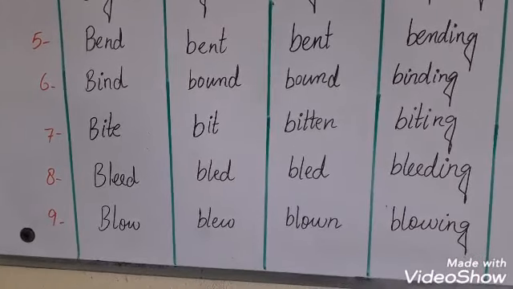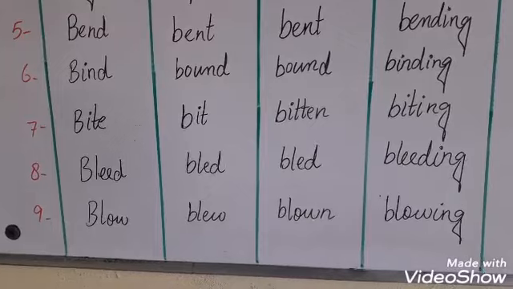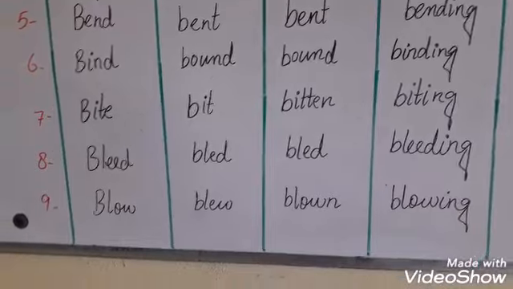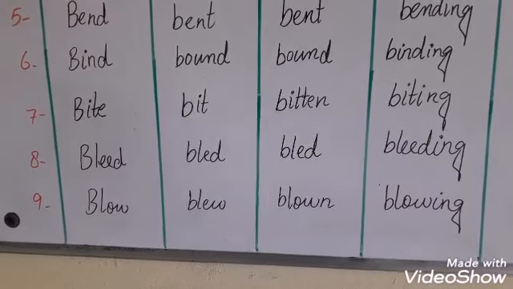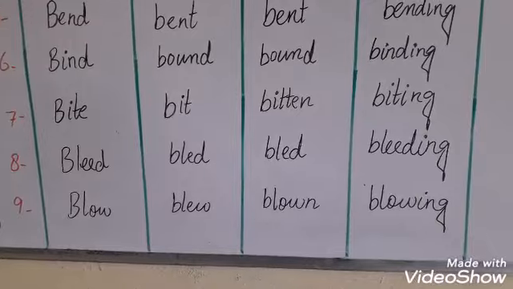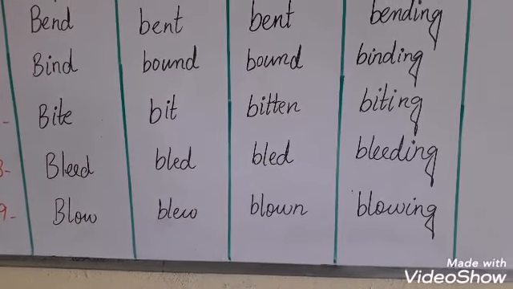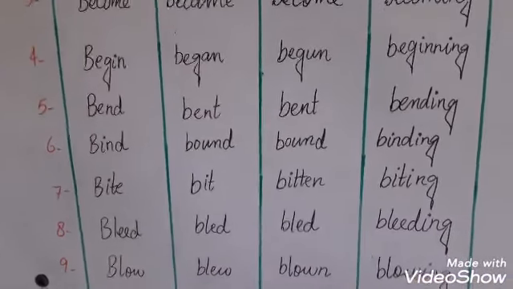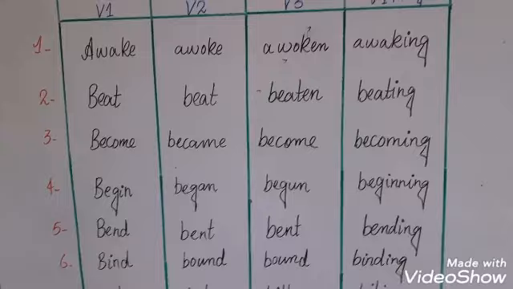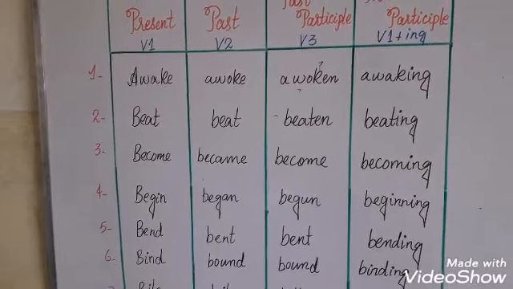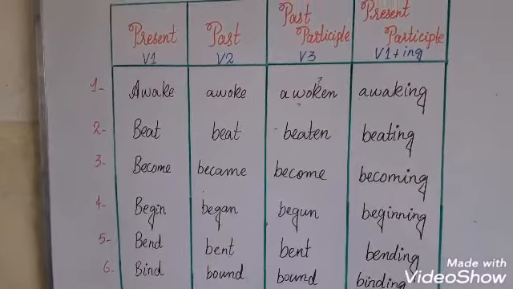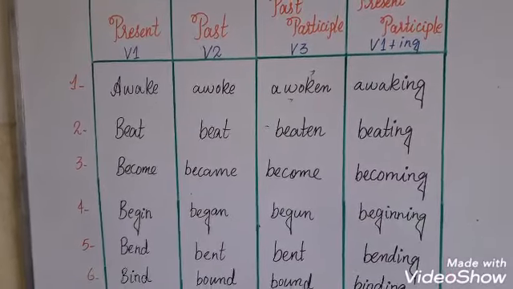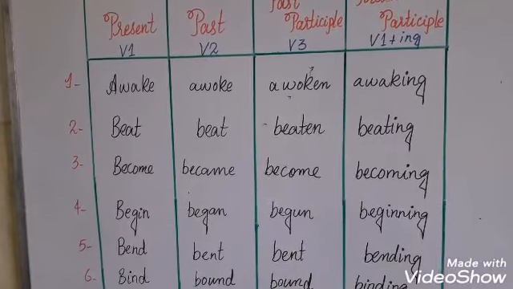Next word is bleed. Bleed is first form, second form is bled, third form is bled, and fourth form is bleeding. Next word is blow. Blow is first form, second form is blew, third form is blown, and fourth form is blowing. Students, you will use these forms of verb in making your sentences of past simple tense that I have given you in the homework, as it will come in the next video.